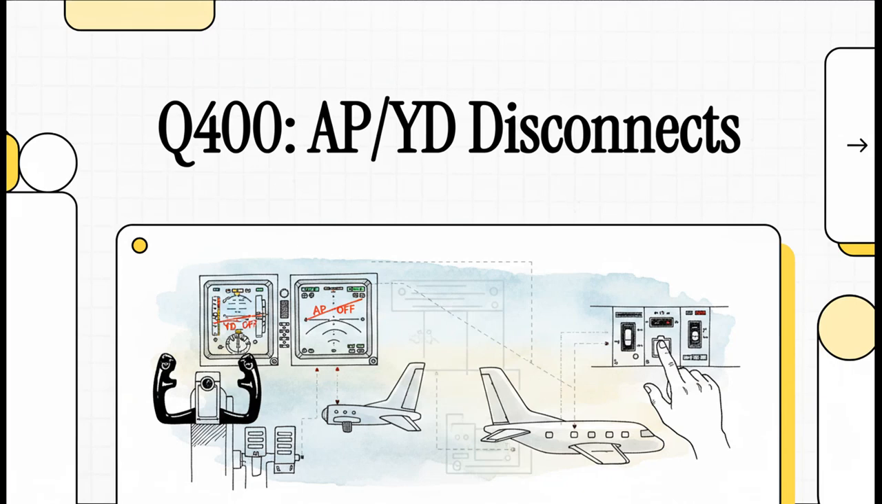Welcome to this explainer. Today, we're going to dive right into the exact step-by-step procedures for autopilot and yaw damper disengagements in the Bombardier Q400. Look, if you're operating this machine, there's absolutely no room for hesitation when these systems drop offline. So we are breaking down the official manual directly to give you the precise sequences you need to know.